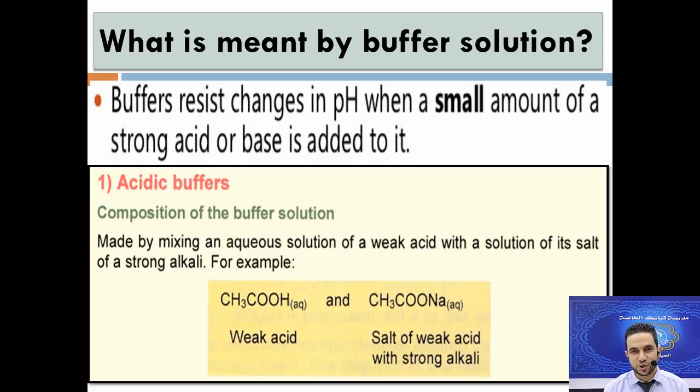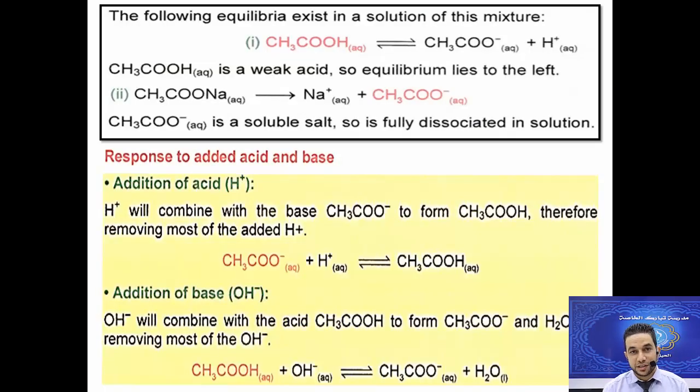How does an acidic buffer work? Let's see. When I add a small amount of acid, H positive, or a small amount of base, OH negative, how does the buffer solution resist the change in pH? Most of these questions are explained by chemical equations, so you will explain by writing the equations. For the first equation, remember the buffer is what and what?